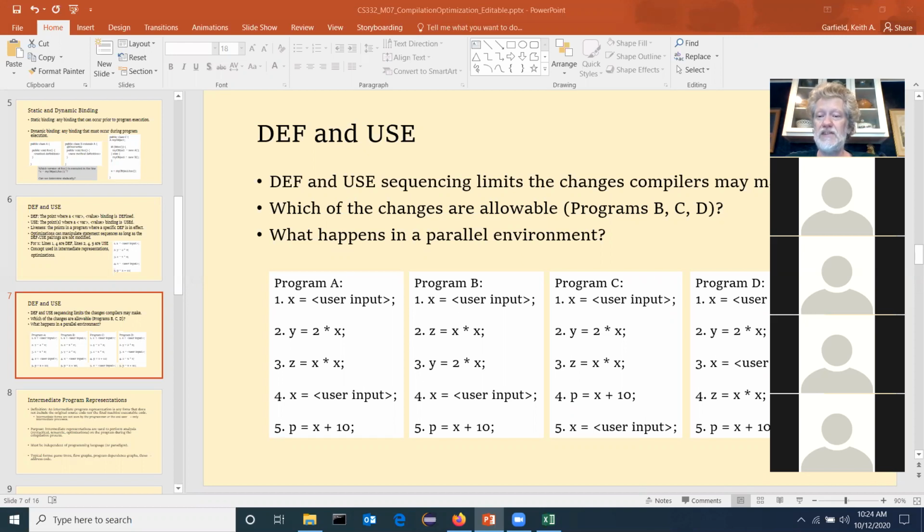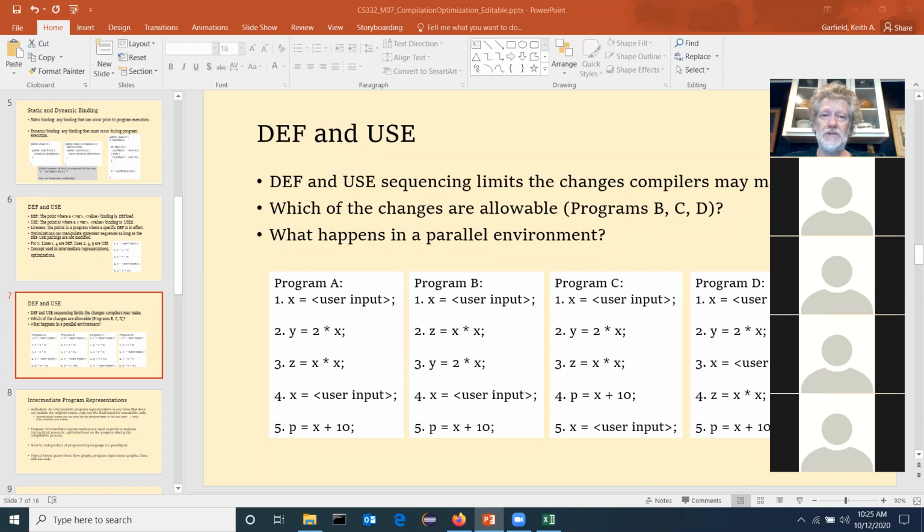And program D is the same thing. Now I've moved statement 3 after the second definition for X, and now it's using the wrong value for X. And you can ask yourself, well, okay, these are really obvious, Garfield. This would never happen. Don't kid yourself.